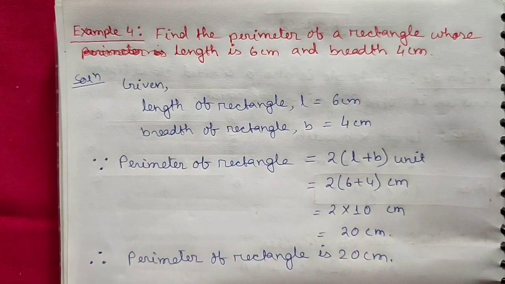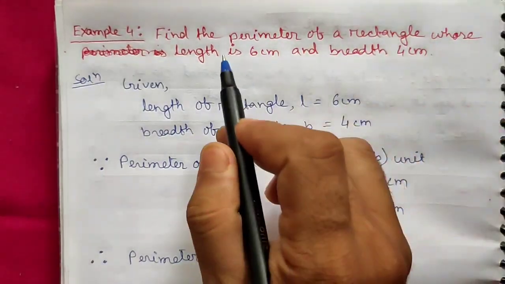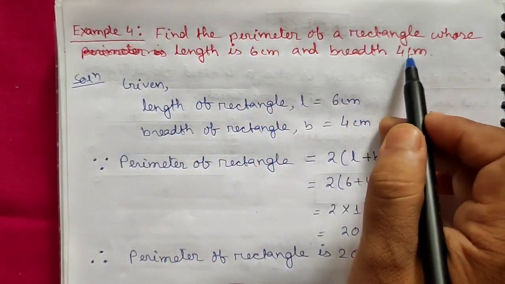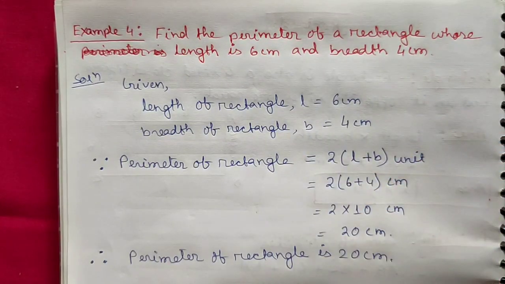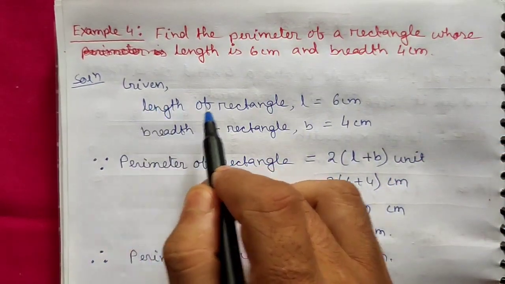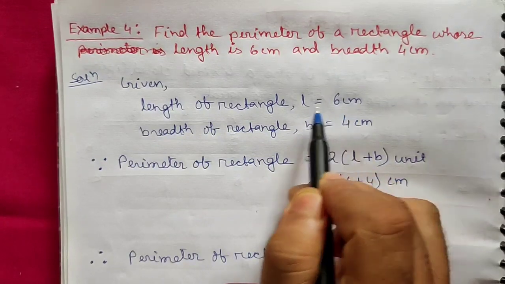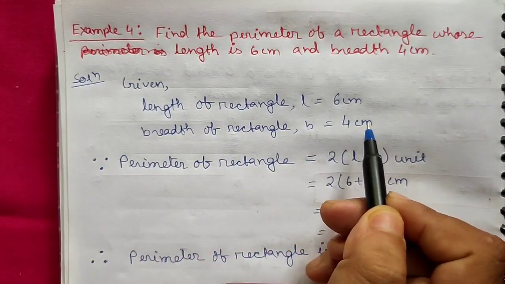Our next example is: find the perimeter of a rectangle whose length is 6 centimeter and breadth is 4 centimeter. So in this case, what do we have to find? We have to find the perimeter. Here, given length of rectangle L equals 6 centimeter, breadth of rectangle B equals 4 centimeter.